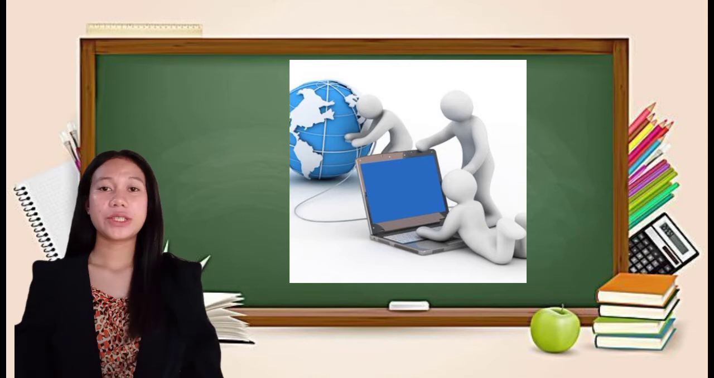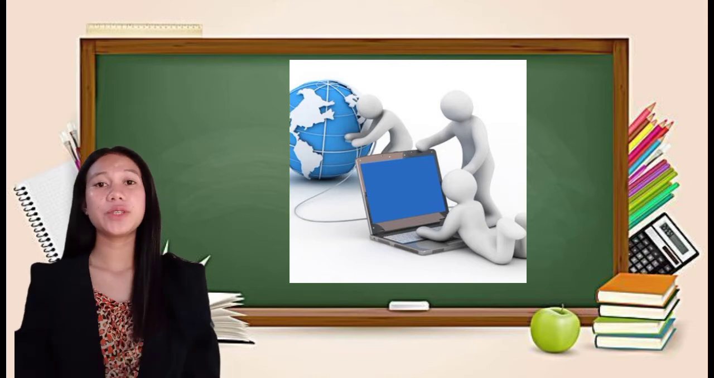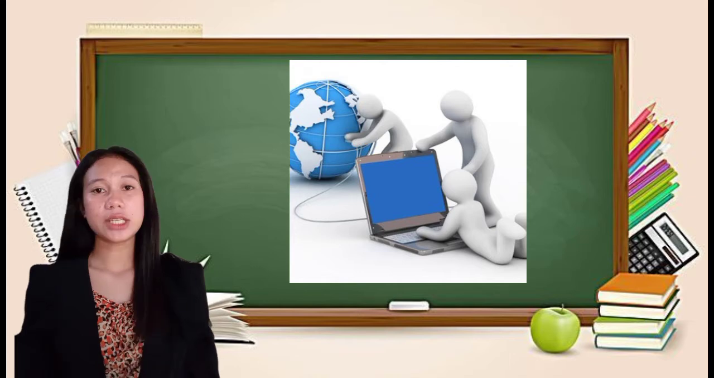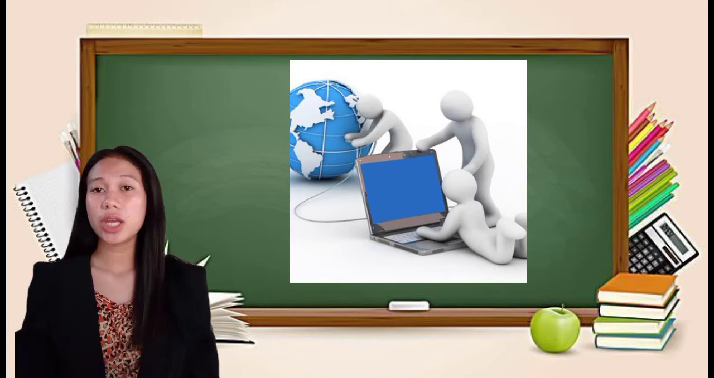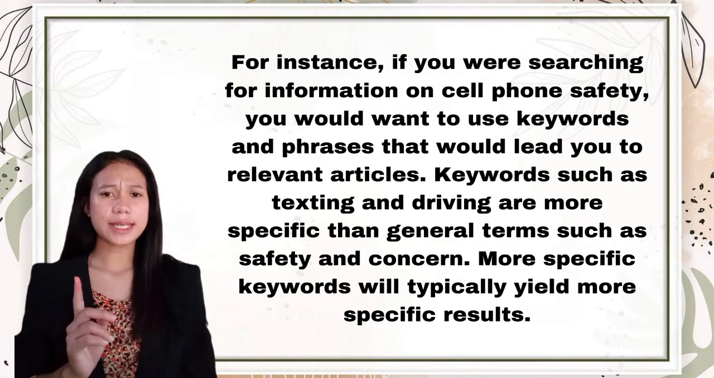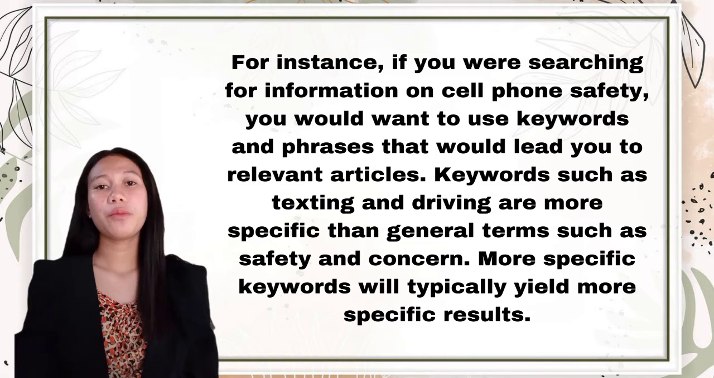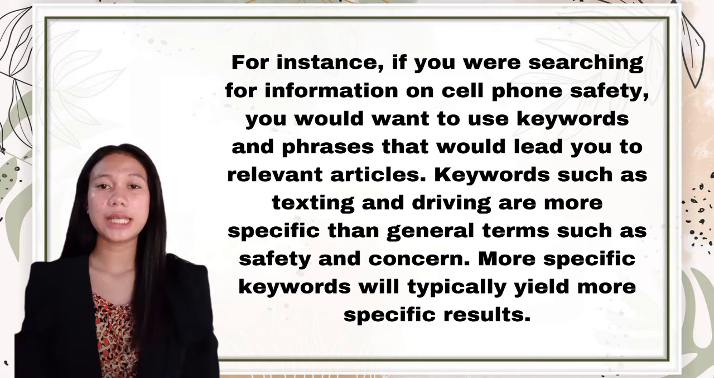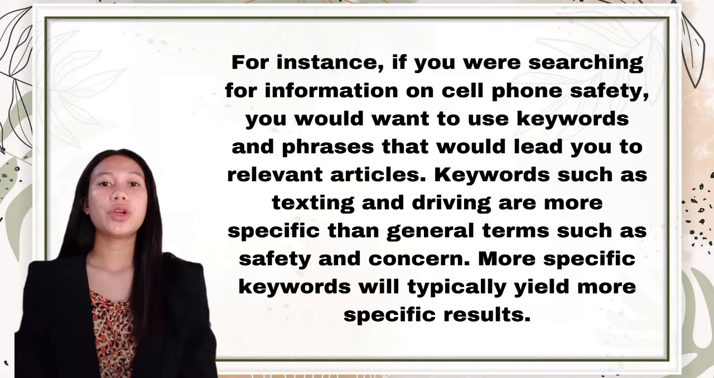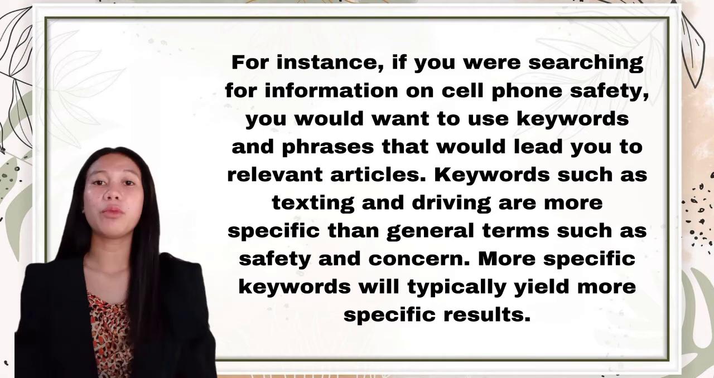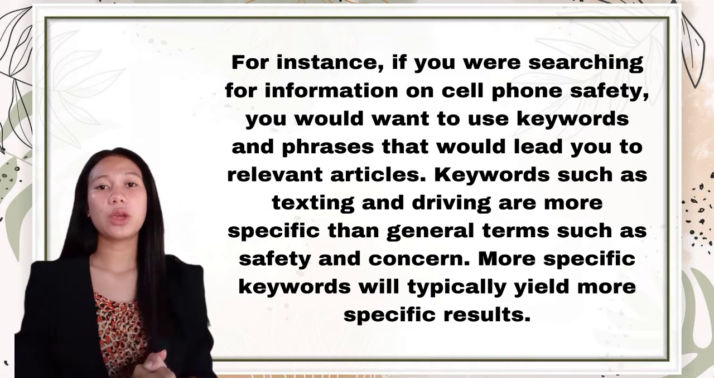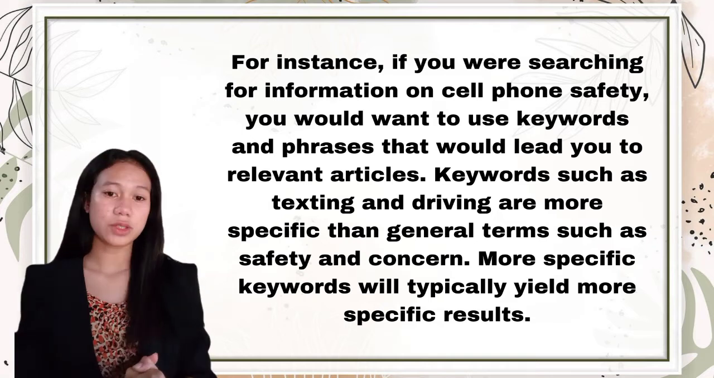Out of these three factors, the way you approach web searches is the most important element in using your time efficiently. To find the information you are looking for online, you should create a search strategy, which will enable you to narrow your search and avoid unrelated topics. For instance, if you were searching for information on cell phone safety, you would want to use keywords and phrases that would lead you to relevant articles. Keywords such as texting and driving are more specific than general terms such as safety and concern. More specific keywords will typically generate more specific results.